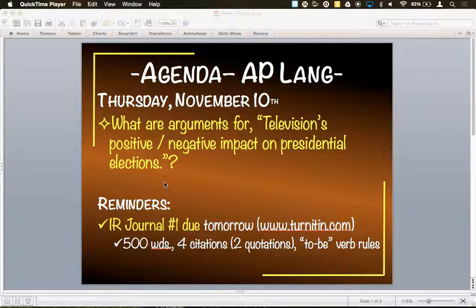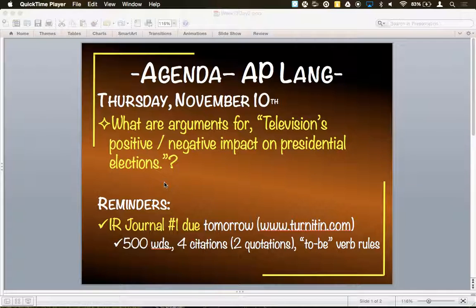Couple of the guidelines just to keep in mind: at least 500 words. You've got 4 citations coming from the book, 2 of which would be direct quotes. You have your works cited page. Make sure you stay within the to-be verb guidelines, so intro, conclusion, first and last sentence, and body paragraphs. You wouldn't have any of them there. The one you're doing for tomorrow is a DRQ.